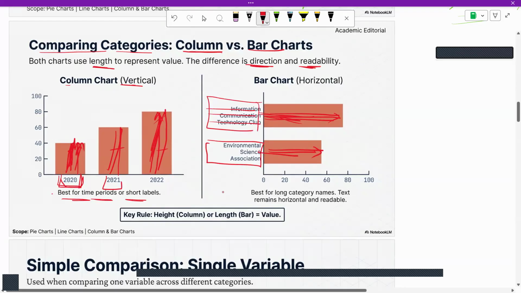So when the labels are long, the names of the categories are long, we can use a bar chart. Or if it is short, or if you use time in Excel, we can use a column chart. The key rule here: height for a column chart or length for a bar chart represents value. For example, this is 40, this is 60, and this is 80. Likewise, this is 58 something, and this is like 78 or something.